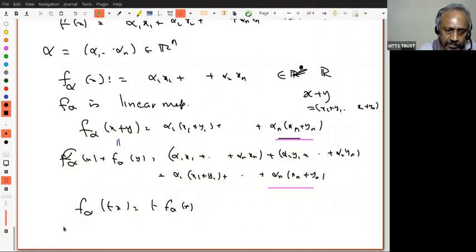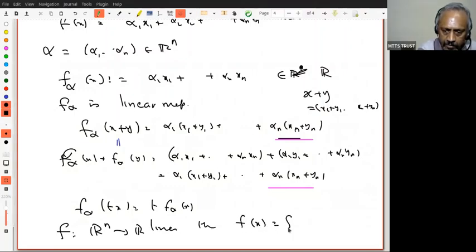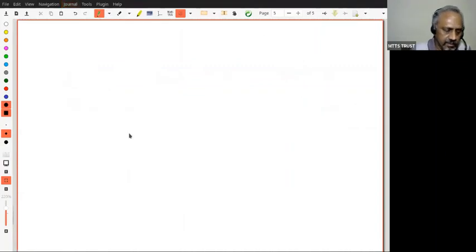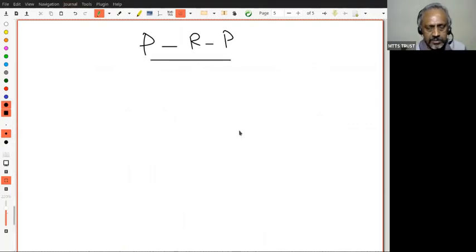So what you have shown is that if f is any linear map from Rn to R, then f is of the form f_alpha(x) for all x in Rn, and I know what alpha is. The alpha is a vector which is (f at e1, ..., f at en). Okay, so take some time, understand. These are all non-trivial, so pause, review, proceed, spend at least a couple of minutes before you proceed.